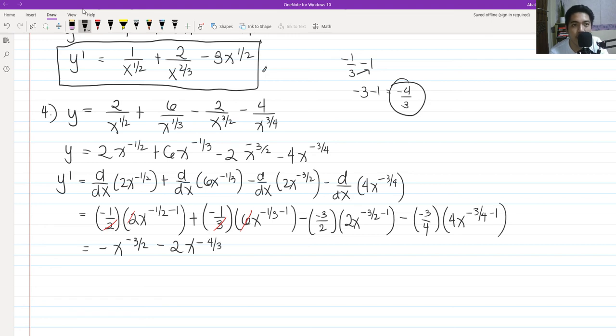And then we all know that 3 halves multiplied by 2, the 2's will cancel here. And of course, be careful of the sign. We have minus here. Okay? We have minus here because of this. Okay? And we have negative here because of this negative 3 halves. So negative times negative would become positive 3.